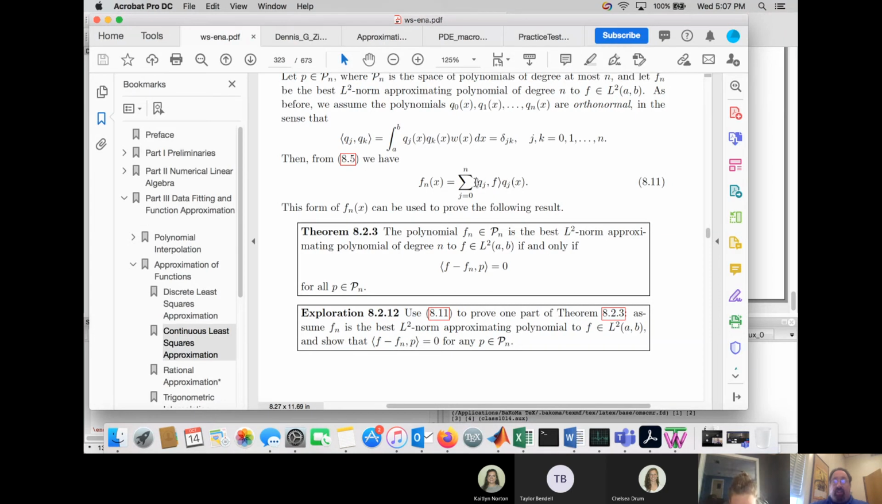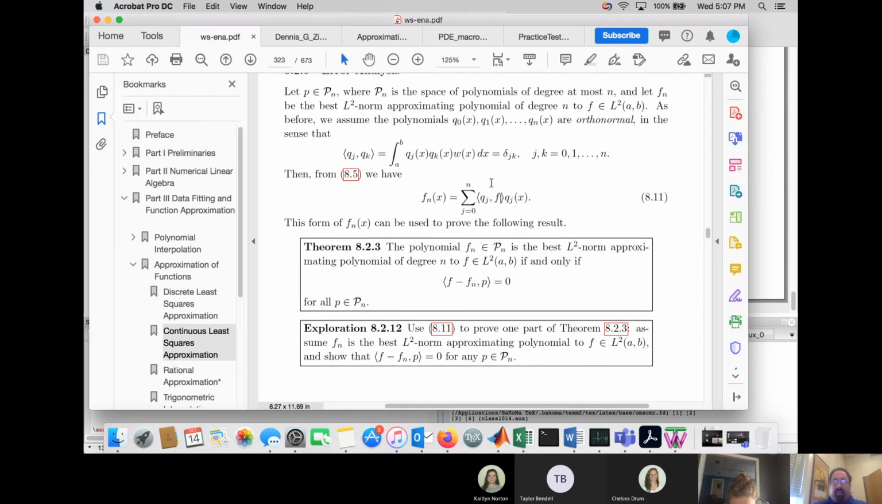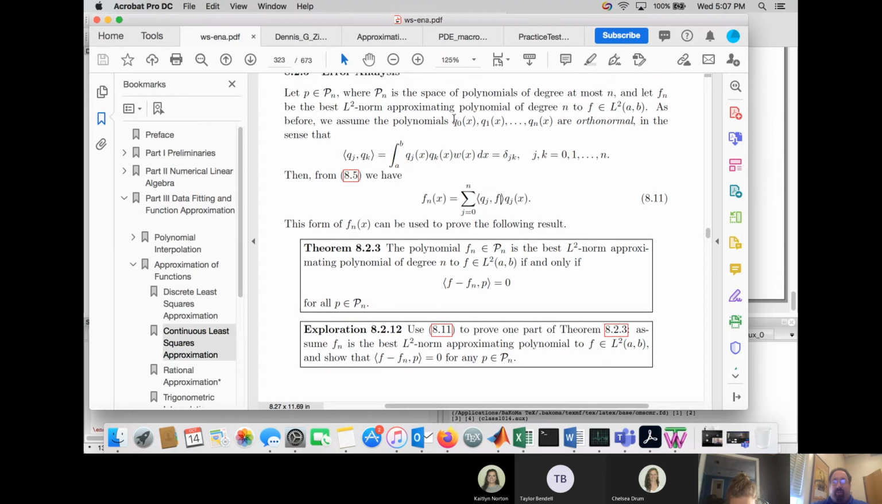And notice here we have the same inner products, but there's no denominator. The reason for that is these polynomials, q0, q1, etc., are said to be orthonormal, meaning the inner product of each one with itself is equal to 1. This is a Kronecker delta that I've showed you before. This expression is equal to 0 when j is not equal to k, and it's equal to 1 when j equals k.